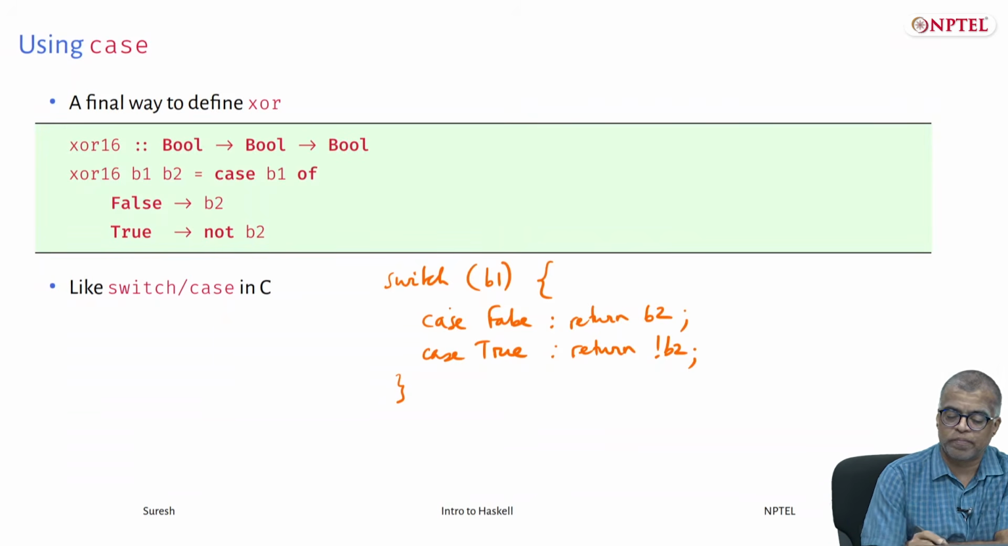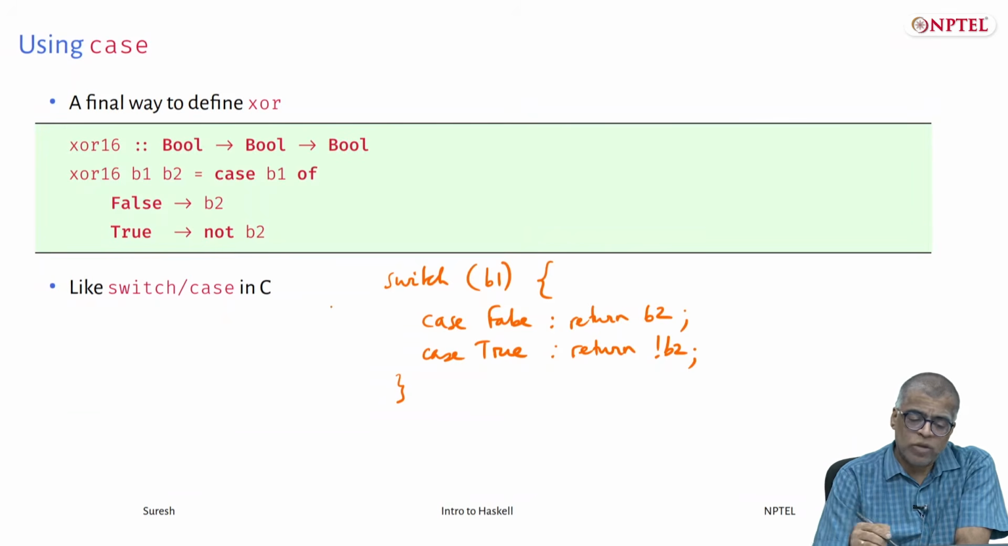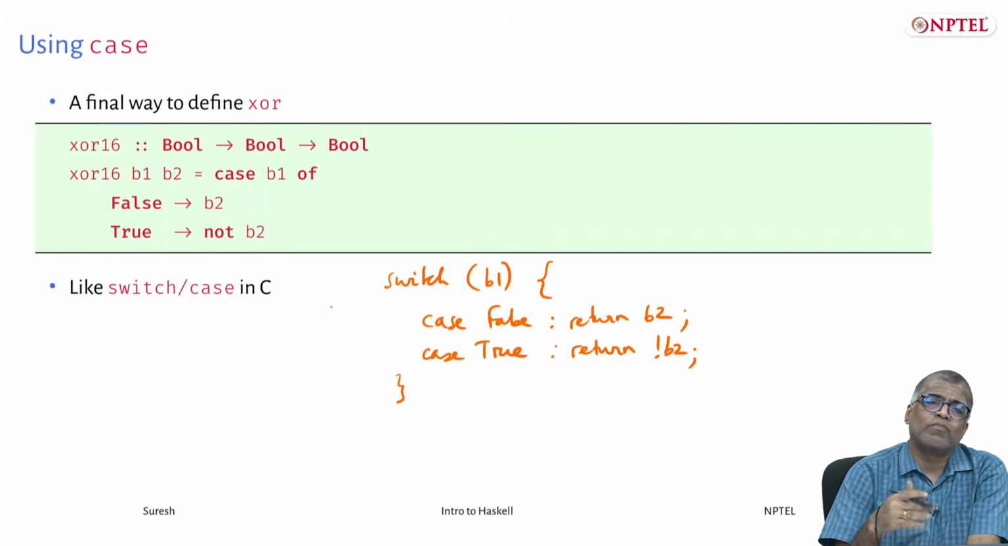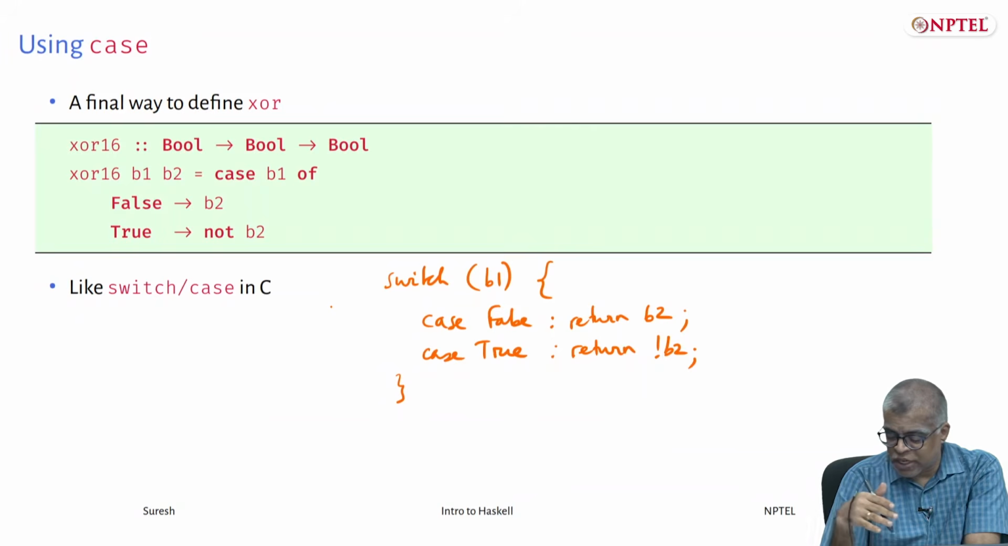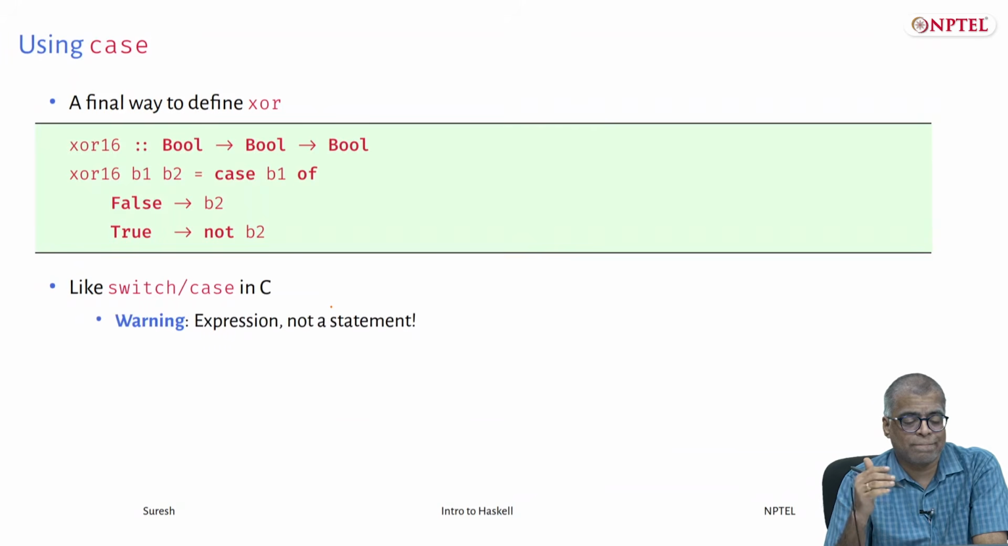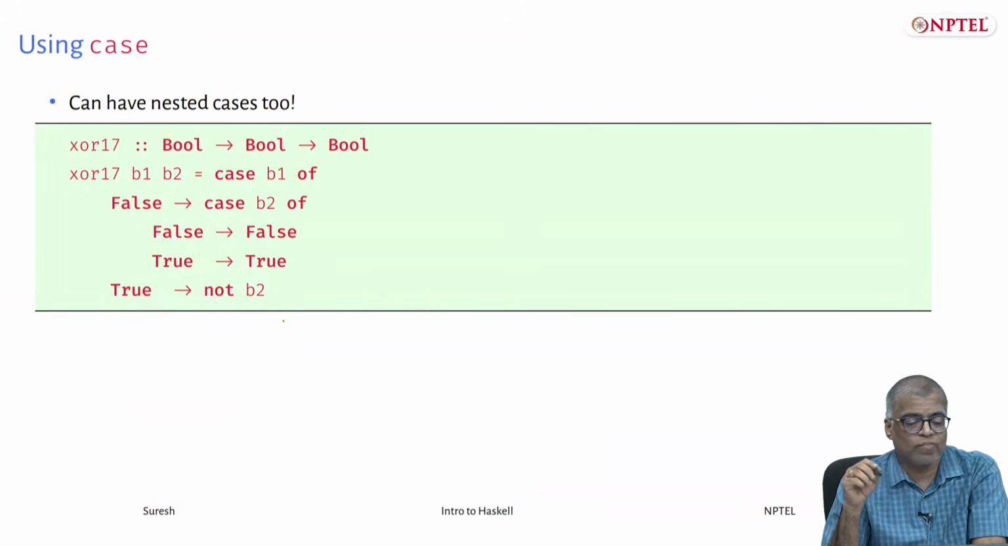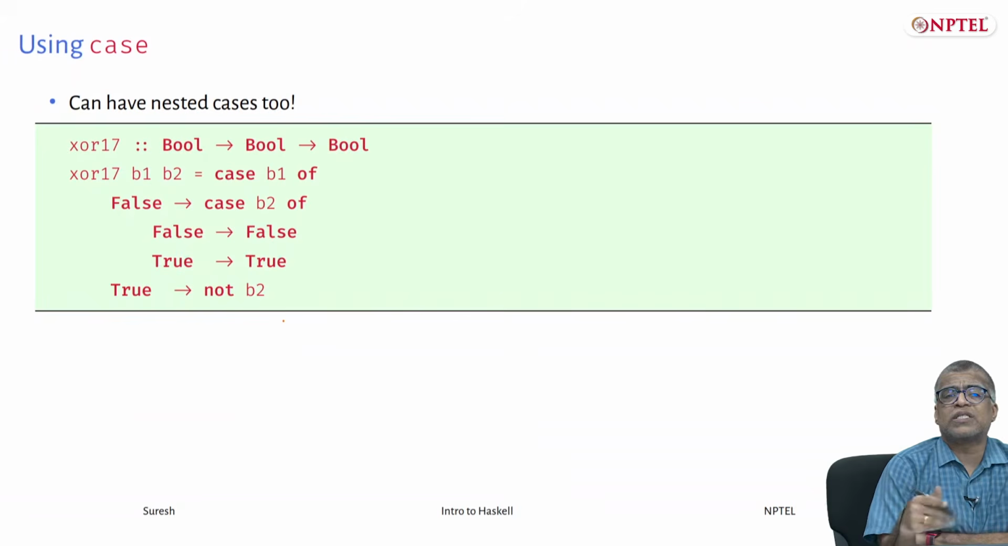This is C. Yeah. So the case statement in Haskell is similar to switch case in Java or C. It is an expression, not a statement. This needs to be underlined. Finally, you can nest cases.